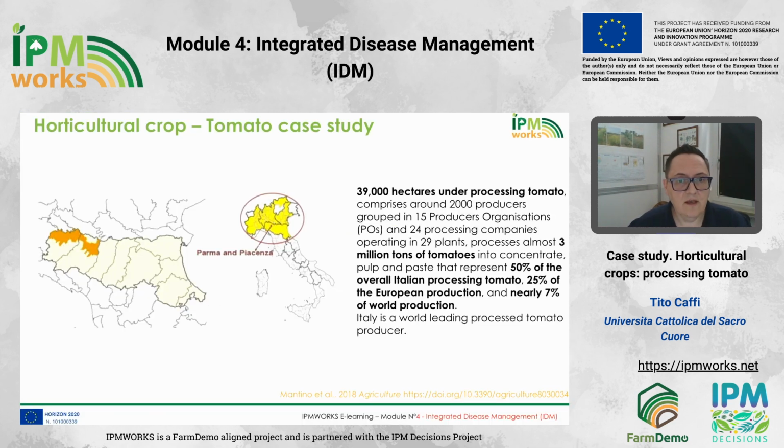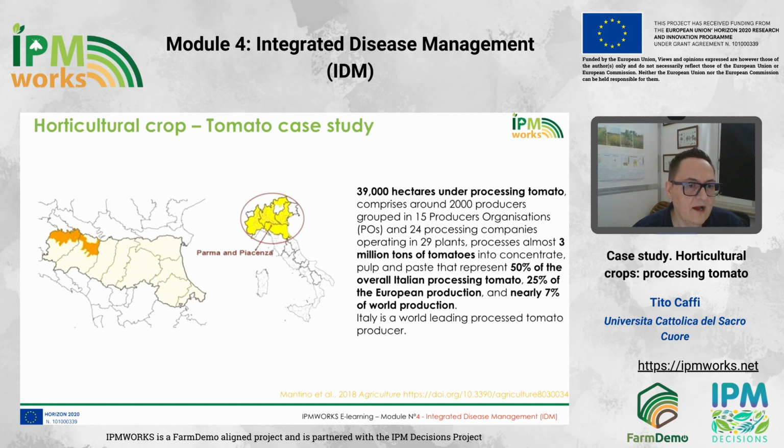Processing tomato is a very relevant crop around the globe and in Europe, and particularly in Italy. In the northern part of Italy, we are growing almost 40,000 hectares under processing tomato with a quite huge production, 3 million tons of tomatoes for different products: concentrate, pulp, and paste. Roughly 50% of the overall Italian processing tomato, 25% of the European production, and nearly 7% of the world production.